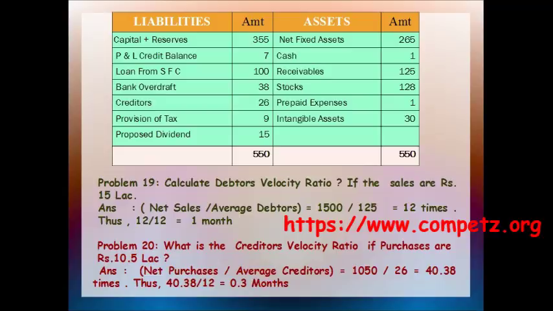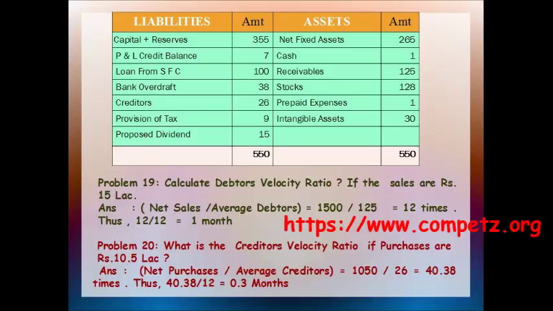Net sales is your 15 lakhs, so 1500 divided by average debtors. Here only one debtors figure is given, that is receivables 125. So 1500 divided by 125, you will get 12. That means 12 times debtors receivables turn over, 12 times in a year.